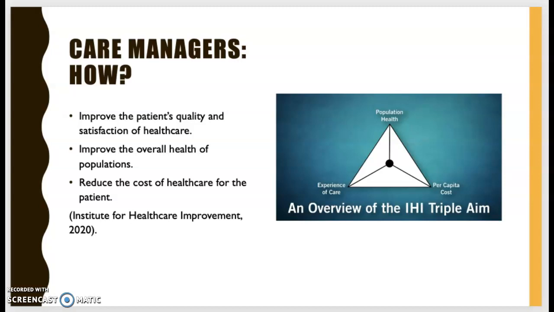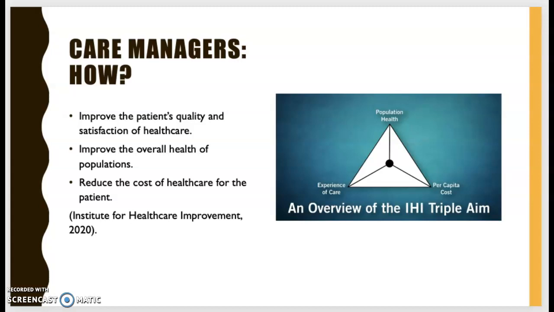Care managers do this by ensuring patients receive the proper care they need from multiple disciplines, decreasing their risk for rehospitalization and further complications, thus decreasing costs, increasing patient satisfaction, and improving the health of the population in which they work in.